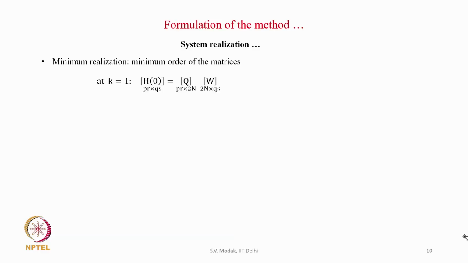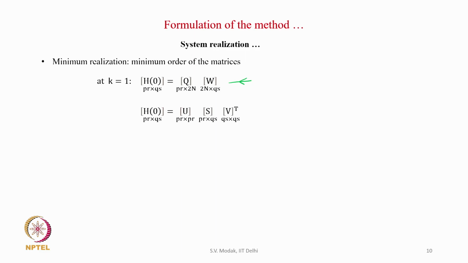Now, at k is equal to 1, we can write the expression for H naught as q into W, because a to the power k minus 1 at k is equal to 1 would be a to the power 0, which is 1. So, that is why we get H naught is equal to q into W. And now we find the singular value decomposition of matrix H naught.